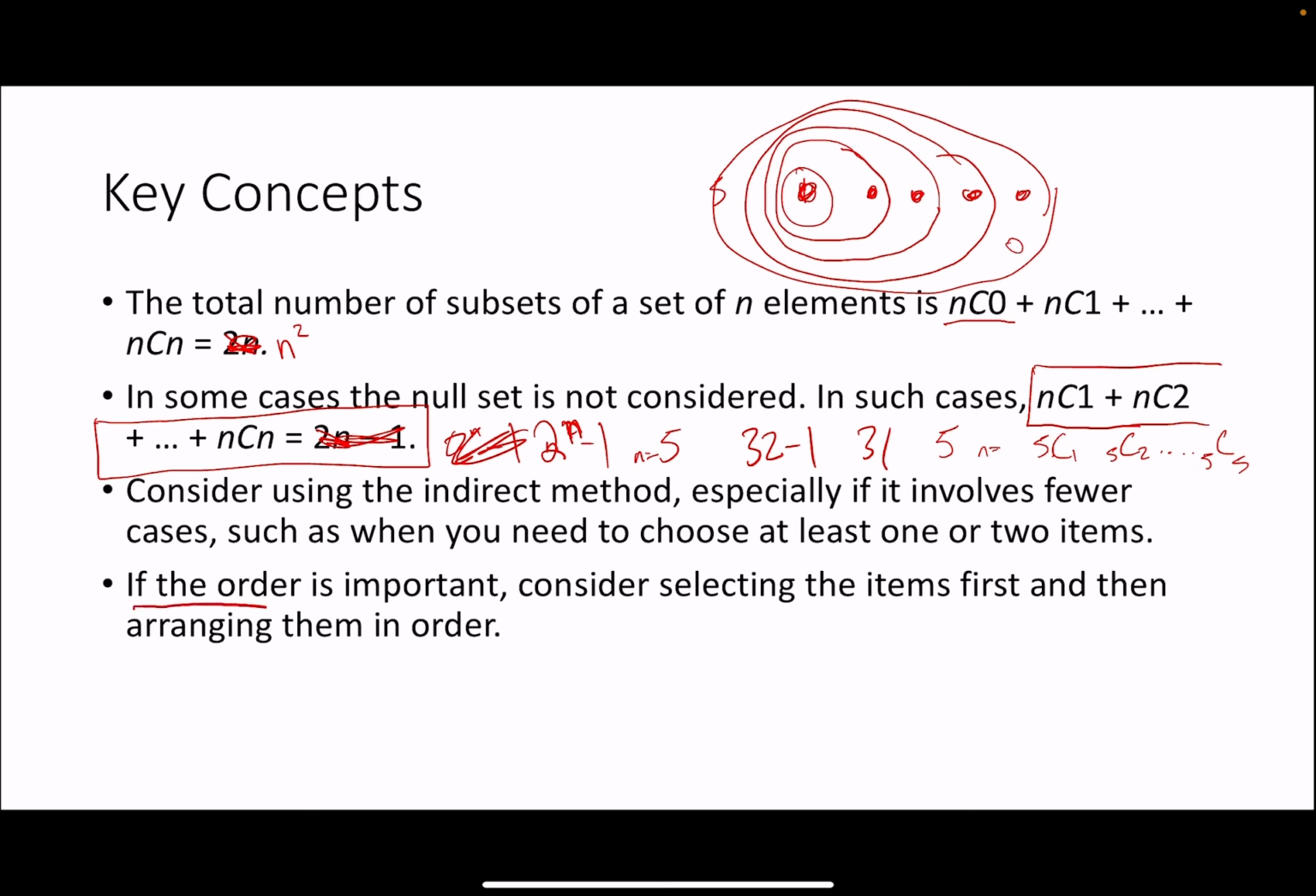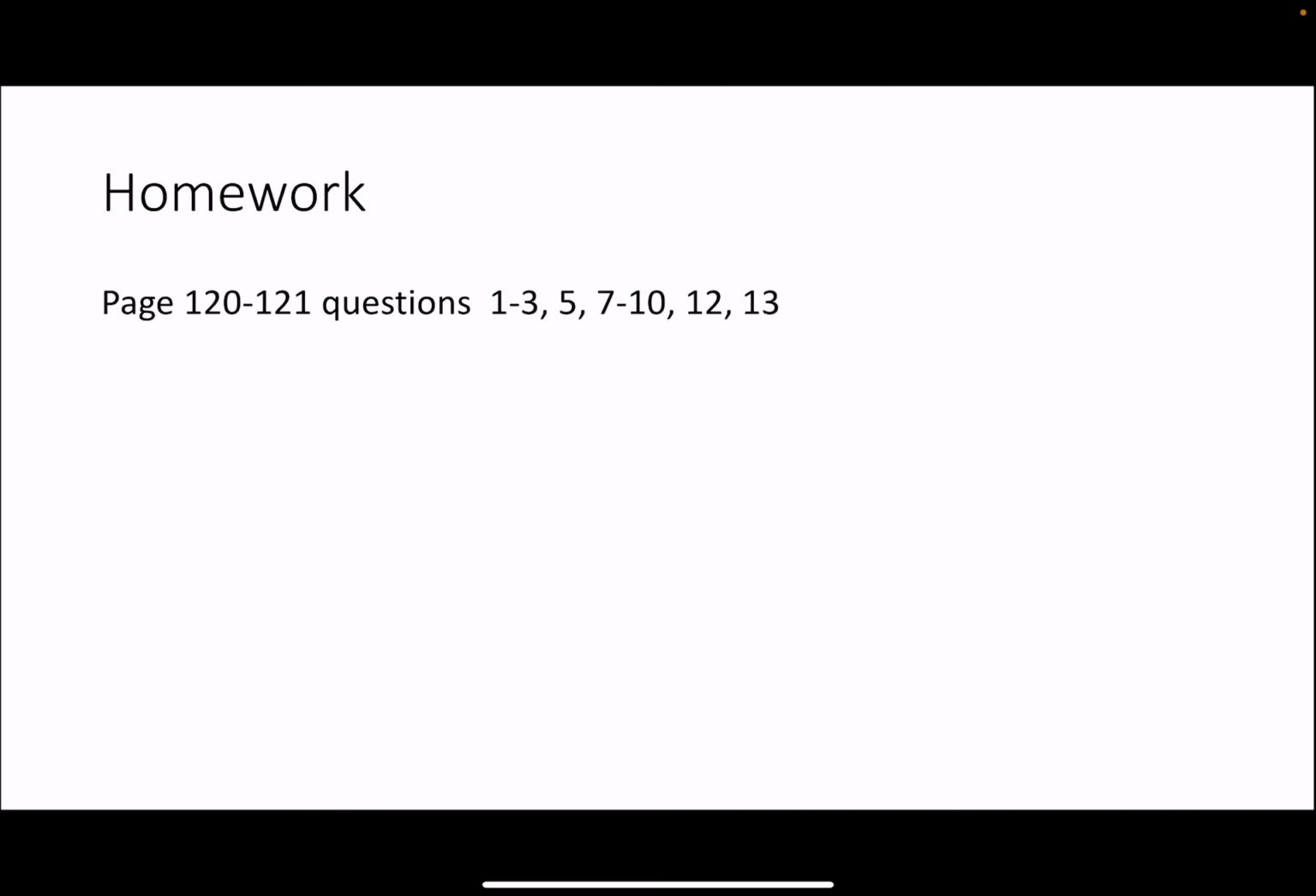Okay, if the order is important, consider selecting the items first and then arranging them in order. Okay, so this is your homework. Page 120 to 121. These are the questions. That's it. Thank you.